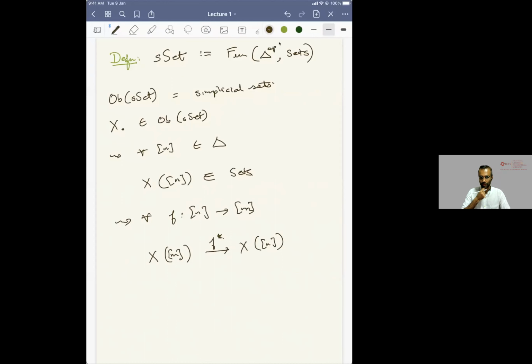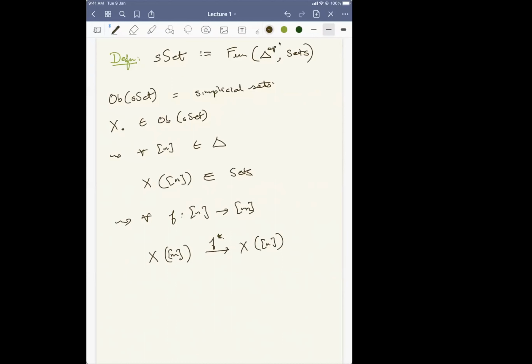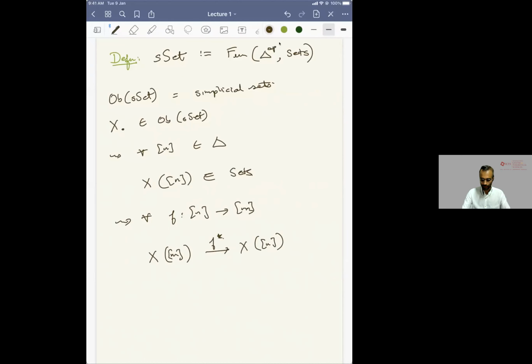And the morphisms are also defined in the obvious way. So as maps from Xn to Yn, if X and Y are two simplicial sets, it would be a collection of maps from Xn to Yn that are compatible with these pullback maps, f upper star. So let's try to, yeah.